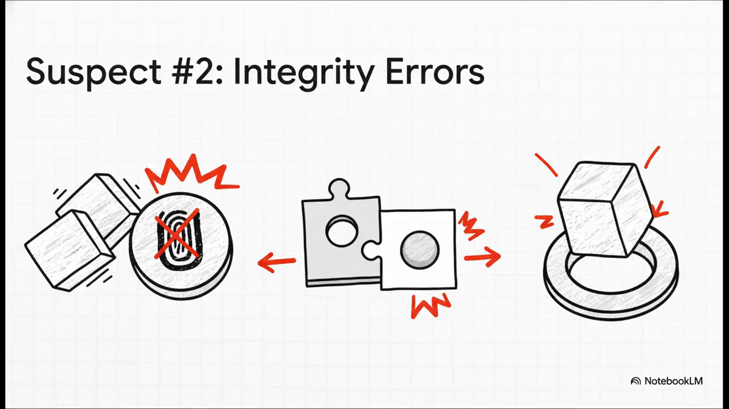Okay, our second suspect, integrity errors. Now these are different. They happen when your command is perfectly valid. The syntax is fine, but the action itself violates the structural rules of the database. Imagine a user trying to sign up with an email address that's already in your users table. The database has a rule: emails have to be unique. So when that user hits submit, the database throws an integrity error to protect its own rules.